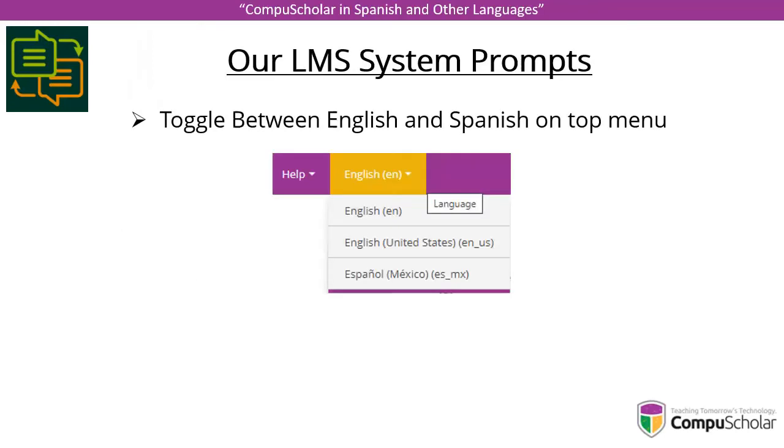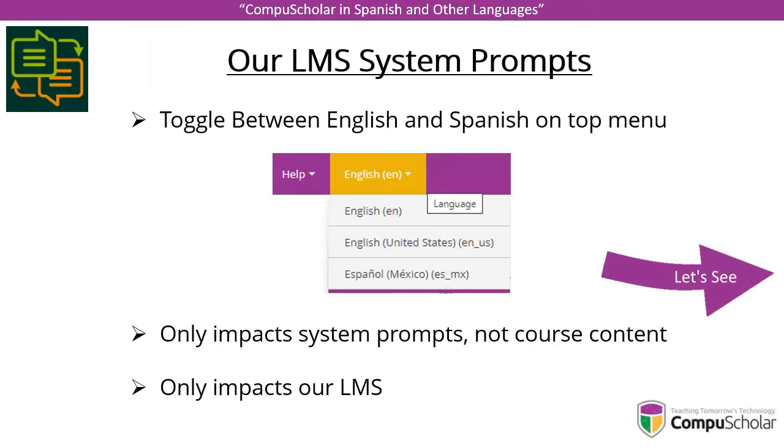So if you're logged into our learning management system today, you can already go up to that top purple menu and toggle down the language selector and pick Spanish instead of English if you prefer to see our system prompts in Spanish. Now that only impacts the system prompts and not the course content. And of course it only impacts our learning management system. So if you're in Canvas or Schoology or some other system, then that system would have its own way to translate system prompts into other languages. So let's take a quick peek and see how this works today.